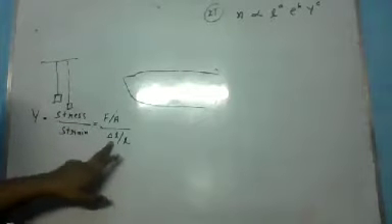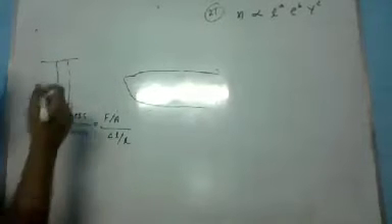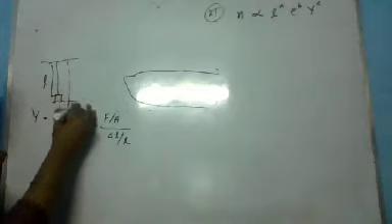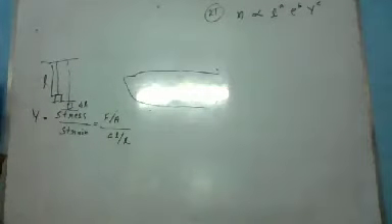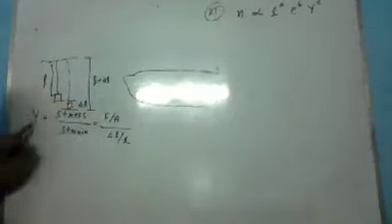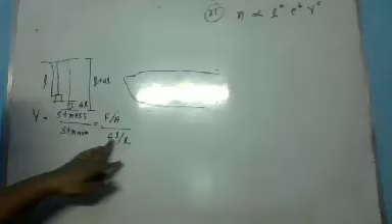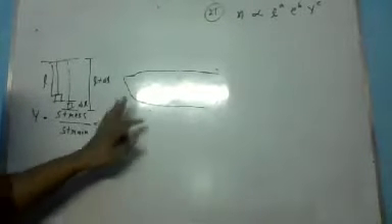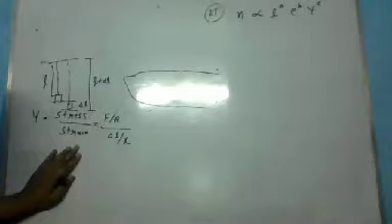Strain is the ratio of change in length. Whatever the original length is, L, and this is your change, that is delta L. After extension, the total length will be L plus delta L. So strain is the ratio of change in length upon original length. Okay. Now find out the dimension formula of Young's modulus.